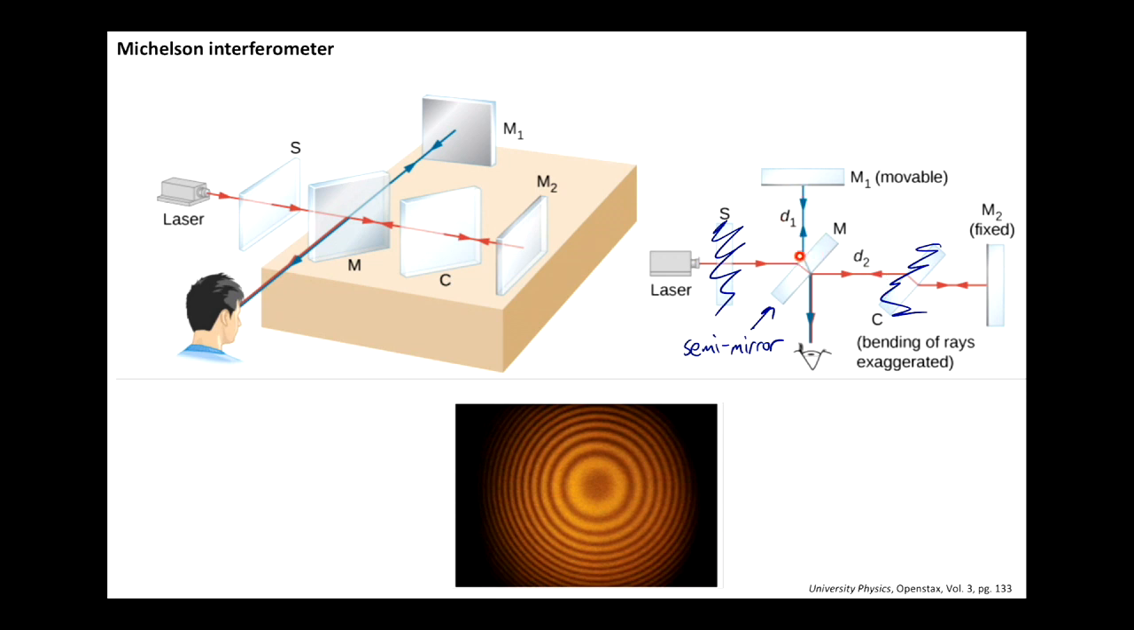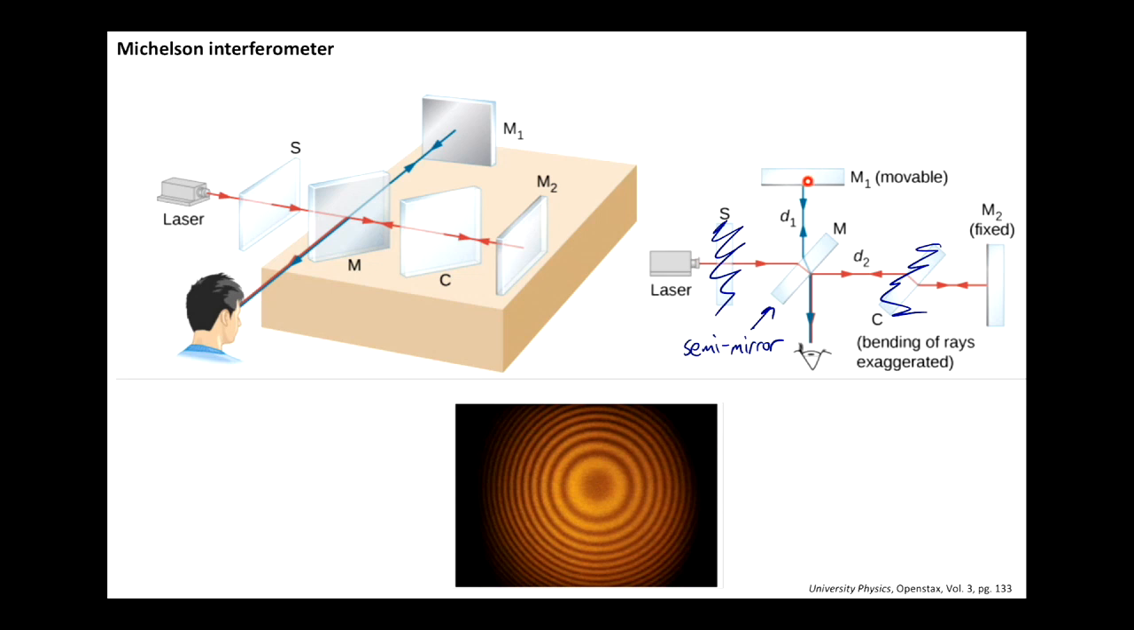So D1 is the distance from the semi-mirror out to the first mirror, and D2 is this distance over here. If those are exactly the same distance, then the 2 rays traveled exactly the same distance to get to the screen. They're going to be in phase. If one of these mirrors is moved back a half wavelength of light, a half wavelength back means it would have to cover that little distance twice, which means they would be exactly 1 wavelength apart, which means they would still be perfectly in phase, right?